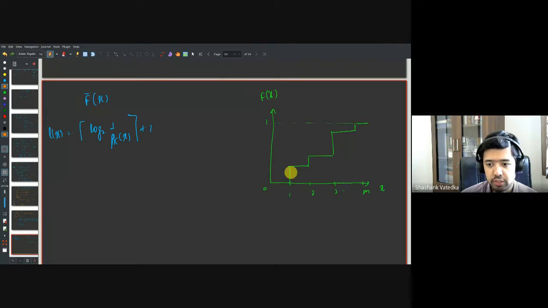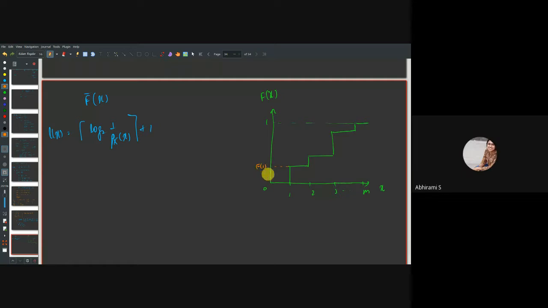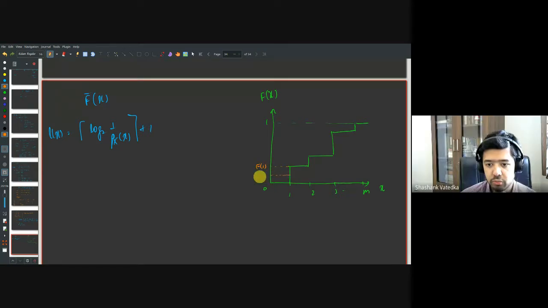So f bar of x is going to lie somewhere along this, right? It is p of 1 by 2. Where will it lie? This is f of 1. Middle. Exactly. So f bar of 1 is going to be in the midpoint.